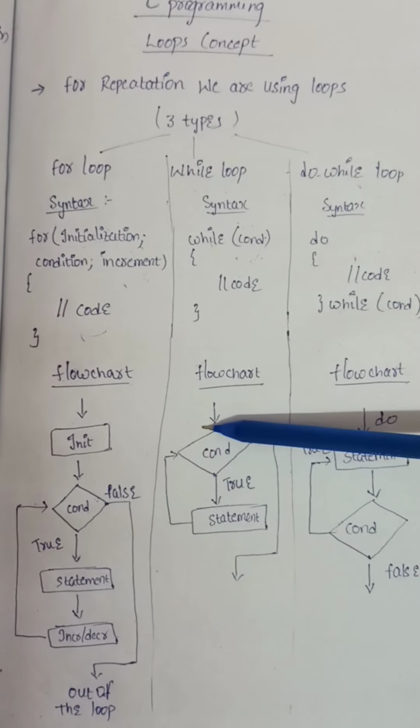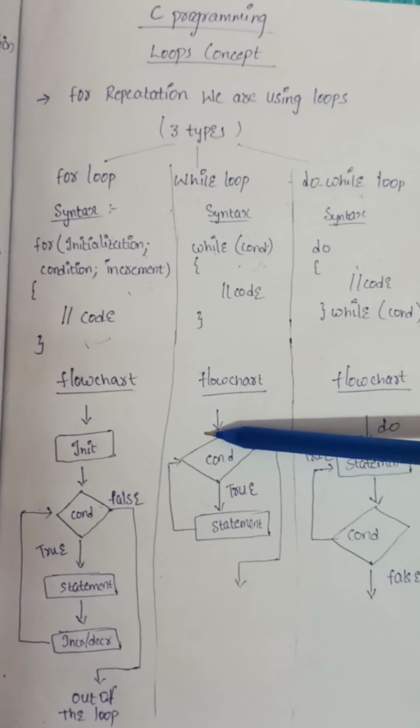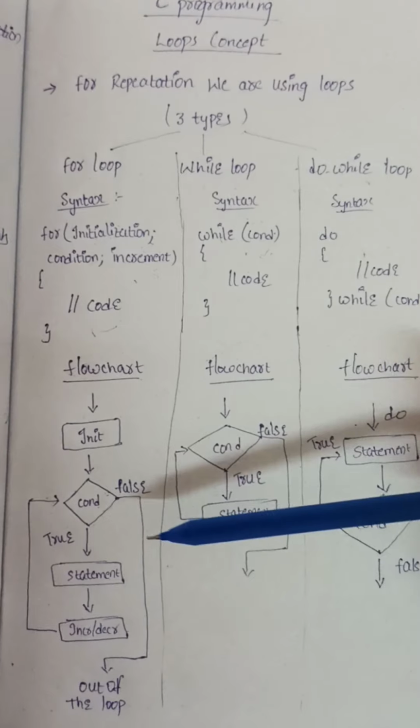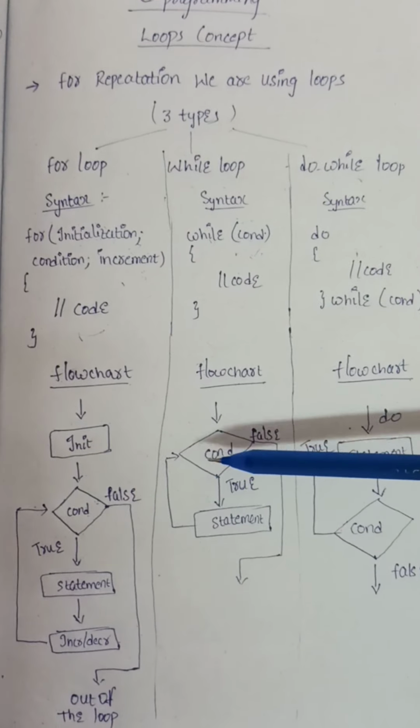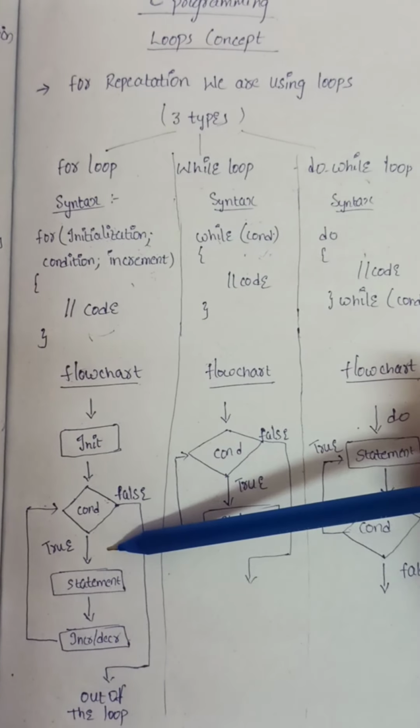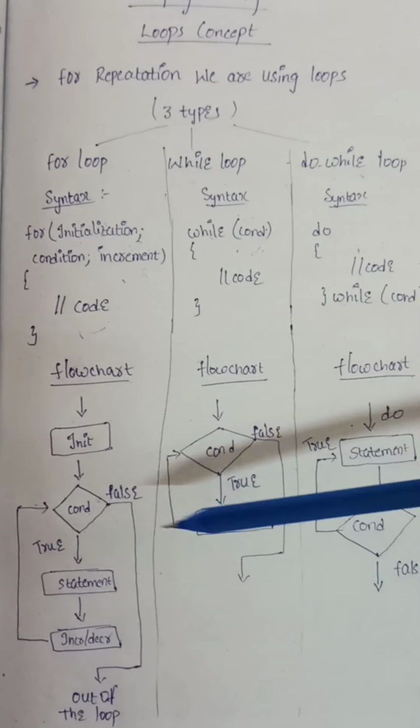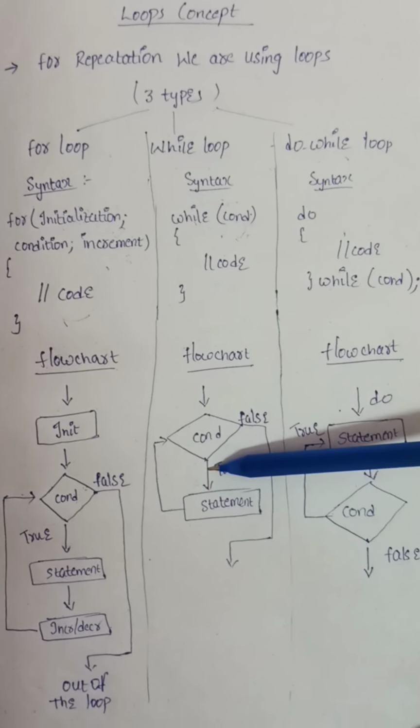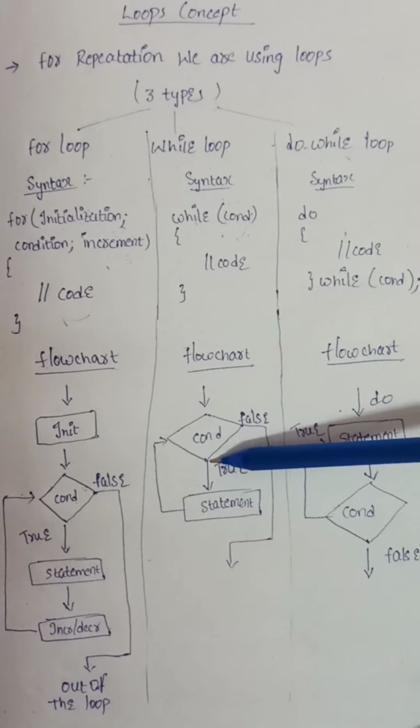By seeing these flowcharts of the for loop and while loop, we don't find any difference between them. Basically, the key difference between the for loop and the while loop is, if we know the number of iterations we want, we use the for loop. If we don't know the number of iterations we want, we use the while loop.